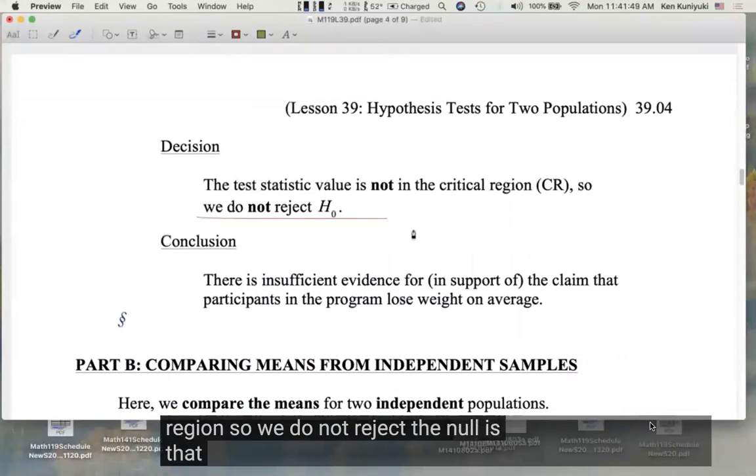the null. Is that strong or weak? That's weak. I sound like Cartman from South Park. That's weak. There is insufficient evidence.